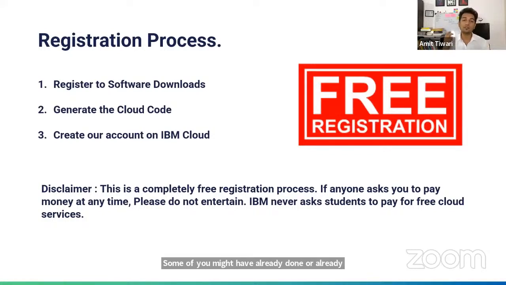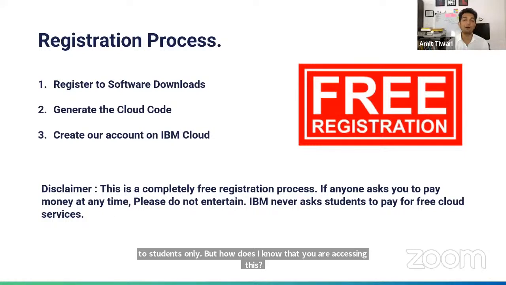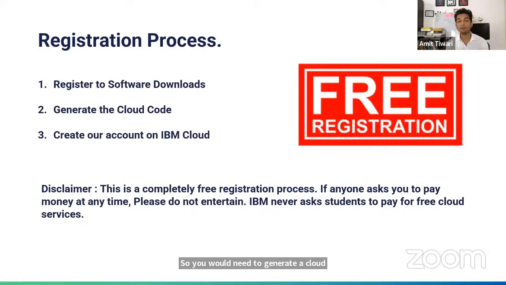Second, we are going to generate the cloud code, because IBM is giving all of these technologies or cloud to students only. But how does IBM know that you are a student? So you would need to generate a cloud code, similar to how an Amazon coupon looks. You will be generating your own cloud coupon code and applying that coupon code to software downloads. And then we are going to create our own IBM Cloud.